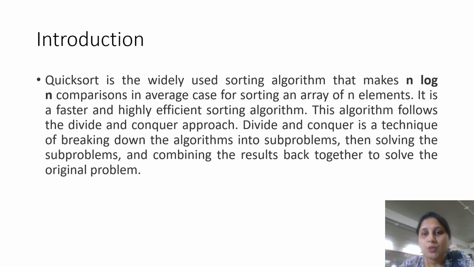It is a widely used sorting algorithm that makes n log n comparisons in the average case for sorting an array of n elements. It is a faster and highly efficient sorting algorithm. This algorithm follows the divide and conquer approach. Divide and conquer basically is a technique of breaking down the problem into subproblems, solving each subproblem, and combining the results back together to solve the original problem. Next.